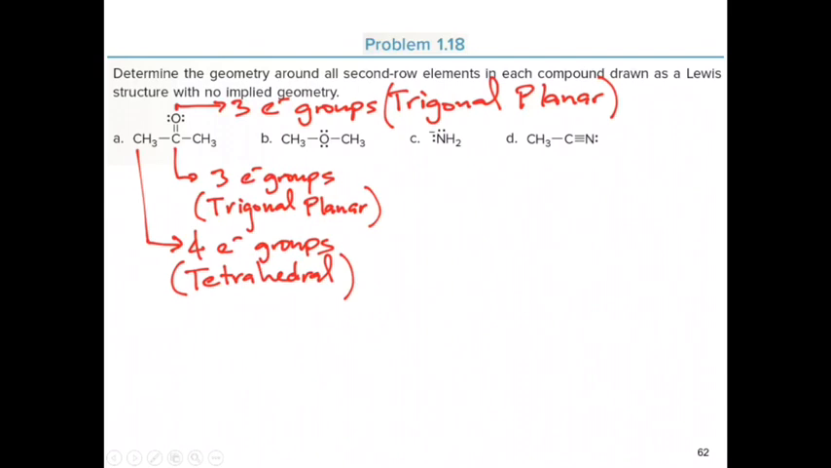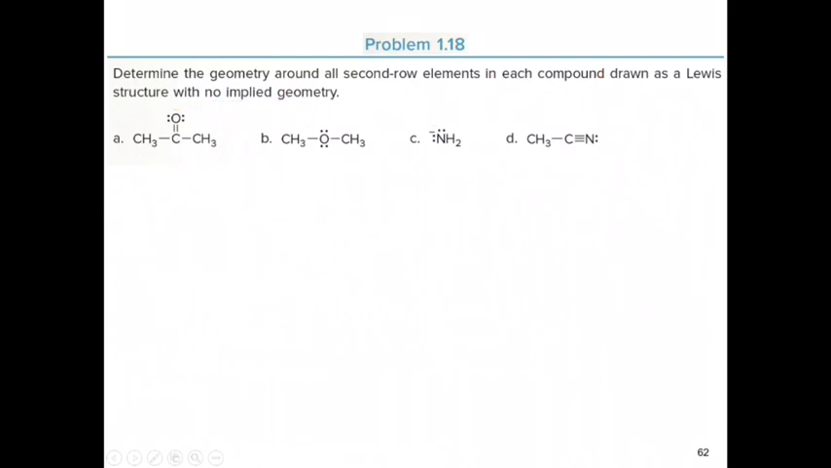What about this second one here? Let's take a look. So we have a CH3, an oxygen, and another CH3. So this carbon right here has 3 hydrogens. That means each hydrogen is single bonded to that carbon for a total of 3 single bonds, and then another single bond between this carbon and this oxygen. So that's 4 single bonds or 4 electron groups around the carbon atom. And so it has a tetrahedral electron geometry.